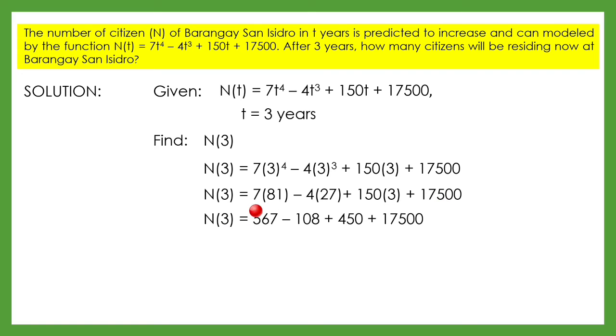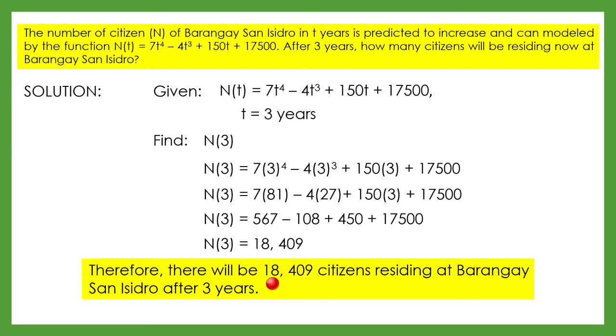Then let's multiply 7 and 81. The product is 567. Multiply negative 4 and 27. The product is negative 108. 150 times 3 is 450, plus 17,500. Pag pinagsama-sama natin lahat to, N of 3 is equal to 18,409. Therefore, there will be 18,409 citizens residing at Barangay San Isidro after 3 years. Okay, so ganun tayo mag-solve through evaluation.